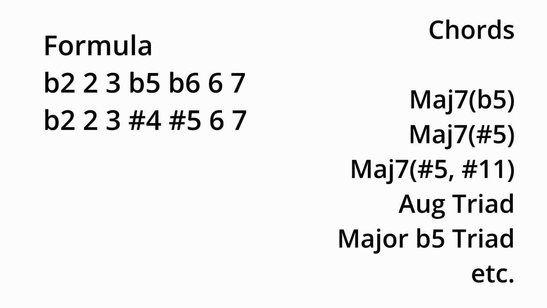And again, if you look at the formula, you can start building up different chords like major 7 flat 5, major 7 sharp 5, major 7 sharp 5 sharp 11. You can get augmented triads in there. You can get like a major flat 5 type of triad. And again, it's all about getting creative with these different types of applications.